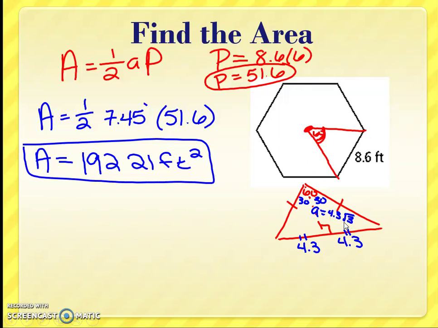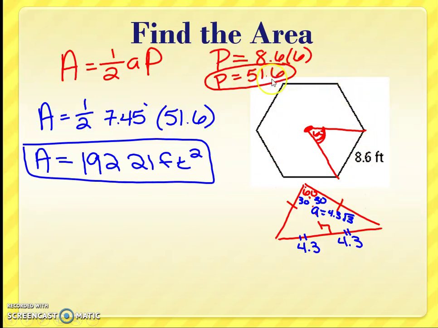That is the ratio for 30, 60, 90, okay, leg. Okay? Because this will be a leg if I look at this. So this apothem is 4.3 radical 3. So you need to plug in 4.3 radical 3 into A, okay? And then the perimeter of this regular polygon is 8.6 times 6 because there are 6 sides.